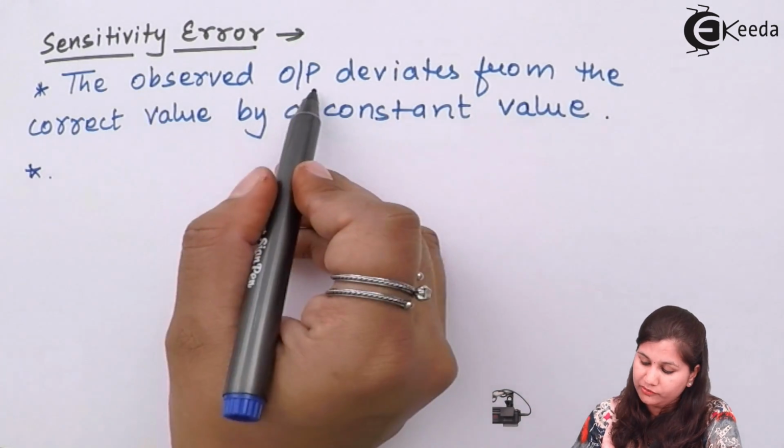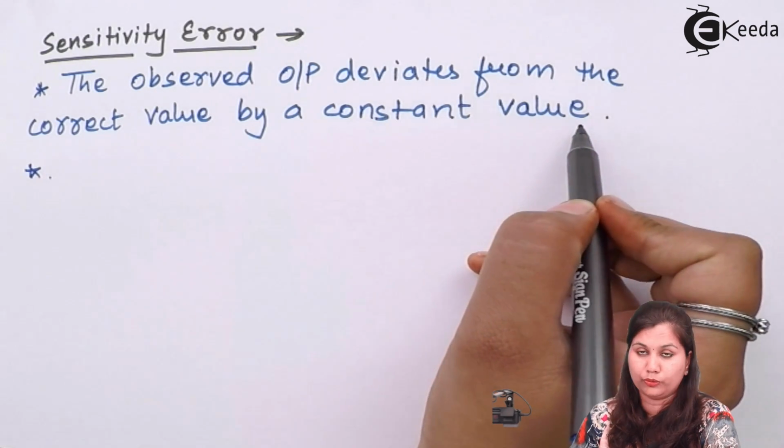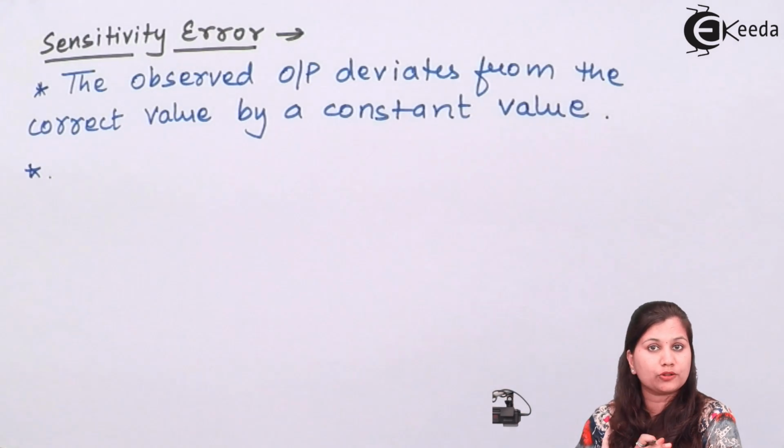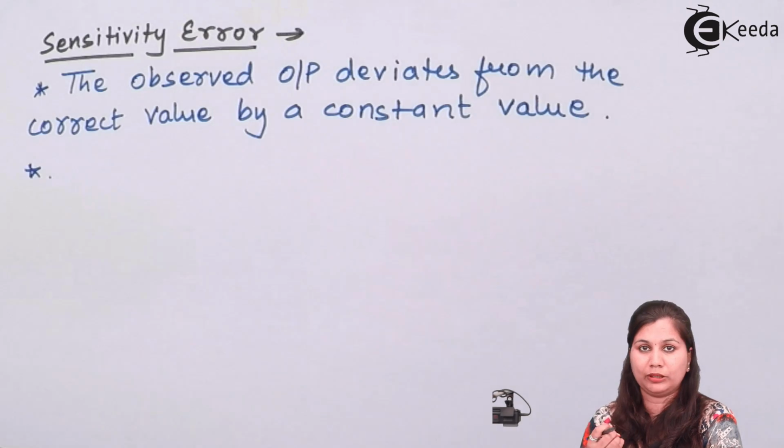Okay, so the observed output deviates from the correct value by a constant value. Here you can see that we have not written that it is over the entire range. It may be possible that at the lower limits of measurement the error will be small, and at the upper limits it will be more.